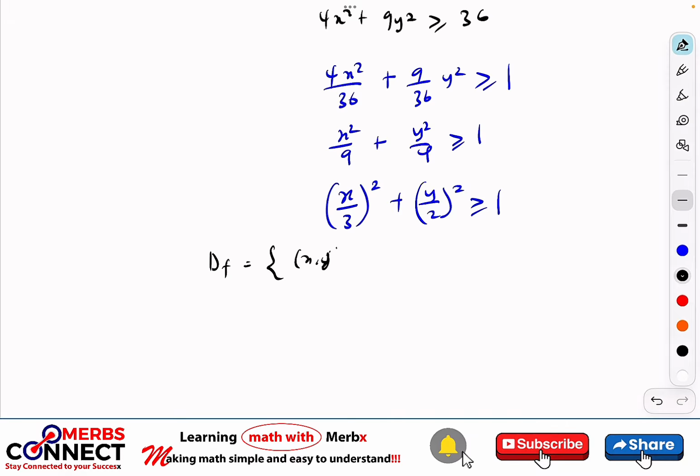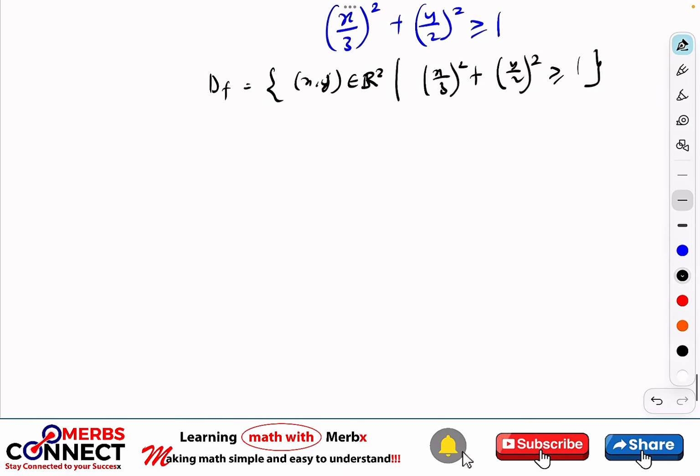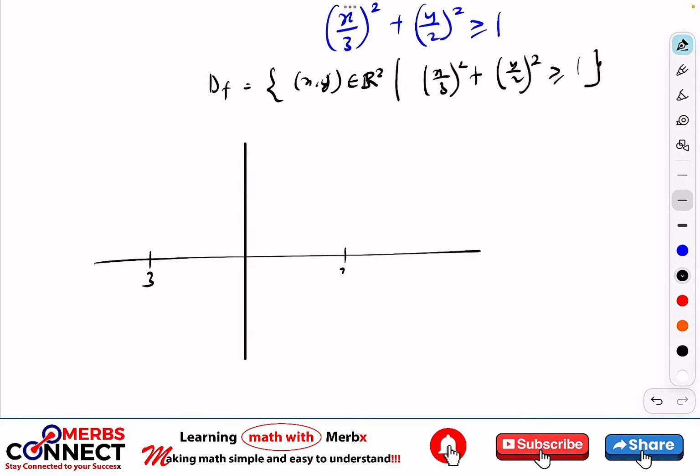So the domain is R2, given that (x over 3) squared plus (y over 2) squared is greater than or equal to 1. But this one is going to change a little. We have our major axis to be 3, and we have our minor axis to be 2. So 2 will be here and minus 2 will be here. Still, we need to include the boundary.